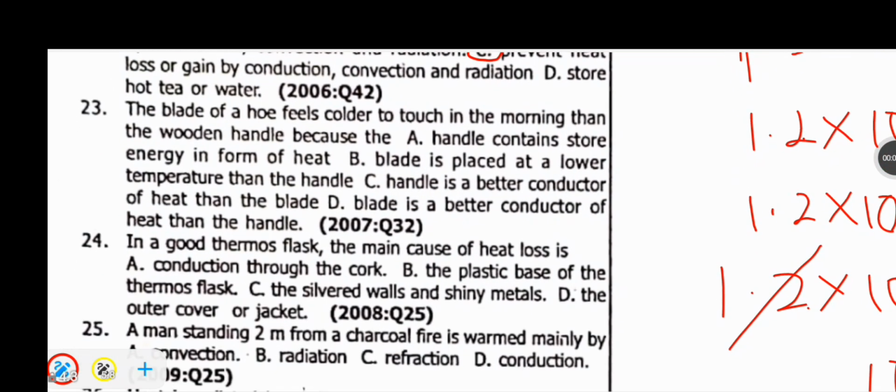The blade of a hoe feels colder to touch in the morning than the wooden handle because the handle contains stored energy in the form of heat. The blade is placed at a lower temperature than the handle. The handle is a better conductor of heat than the blade. Or, the blade is a better conductor of heat than the handle. Yes, it's D. The blade is a better conductor, not the handle. You can see this thing is kind of tricky. If you're not careful, you're going to choose C. You have to be very careful. The handle is made of wood. Wood cannot be a better conductor of heat than the blade, which is made of metal. So they're trying to confuse you. You have to be sharp. So the blade is a better conductor of heat than the handle. So the answer is D.